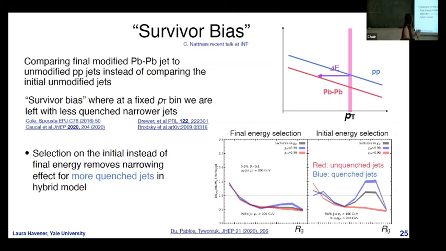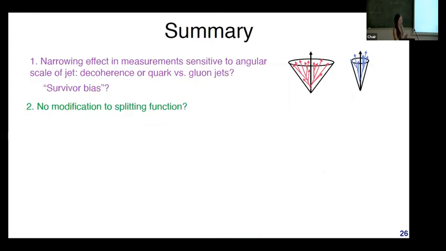There are many papers on this, but one more recent result, actually from Danny and Konrad in the room, so I hope I explained it okay, is looking at this effect on RG. In their model, they did what we do in the measurement. They took the final energy selection for the jets, and they reproduce this narrowing effect. But then when they look in their model at the initial energy selection, instead of the final energy, they actually remove this narrowing effect for the more quenched jets shown in the blue. And so we have this narrowing effect, but we have the caveat of the survivor bias.